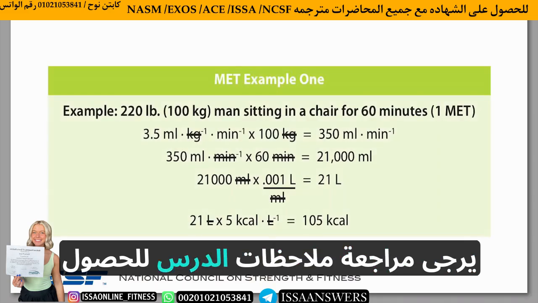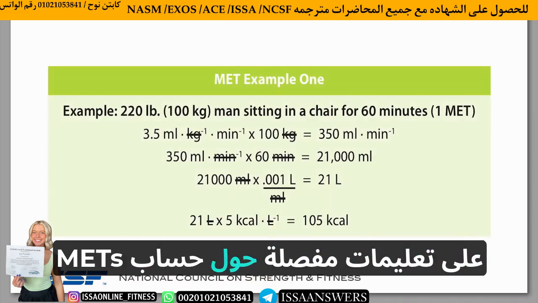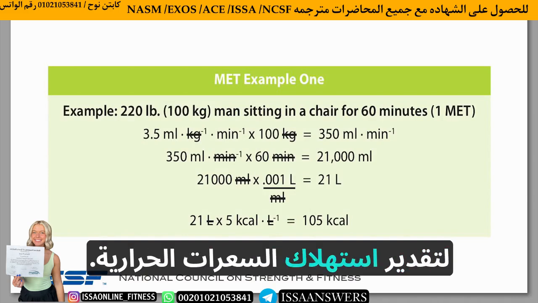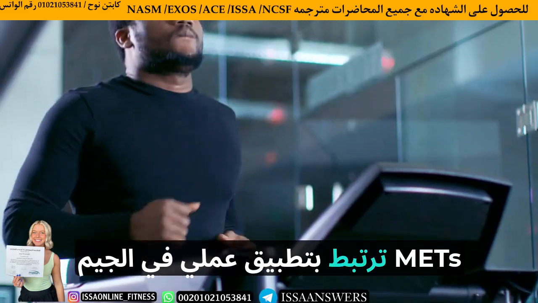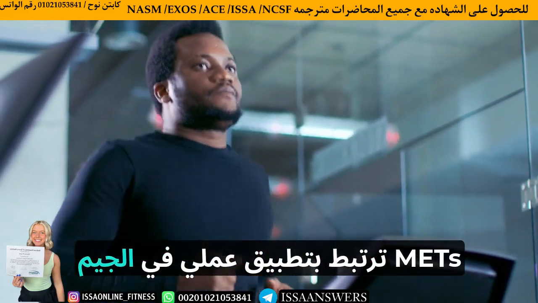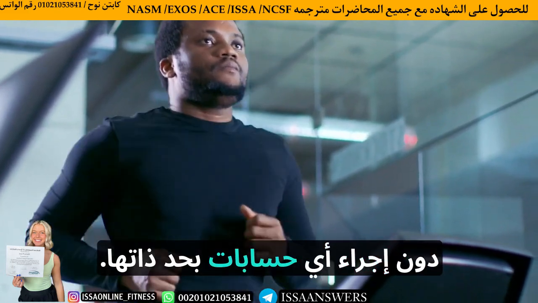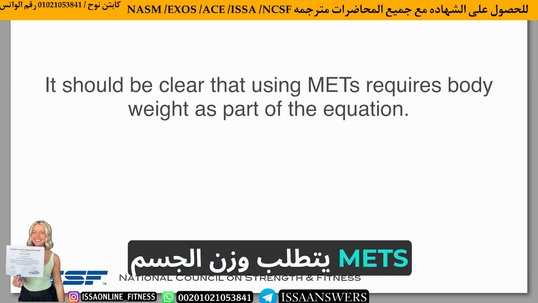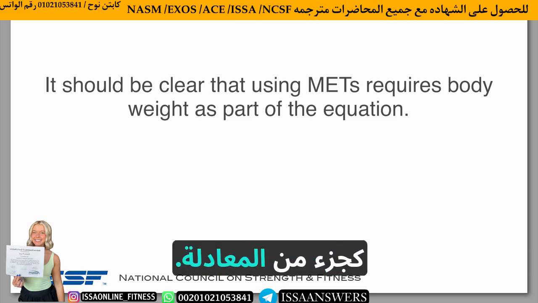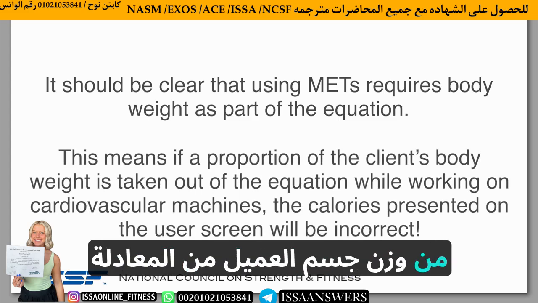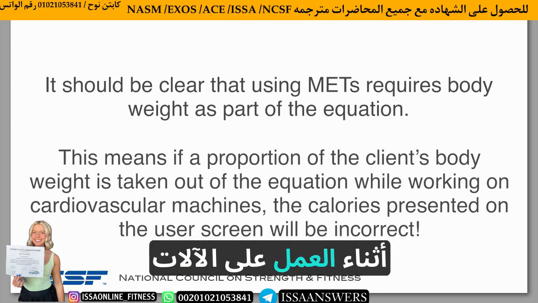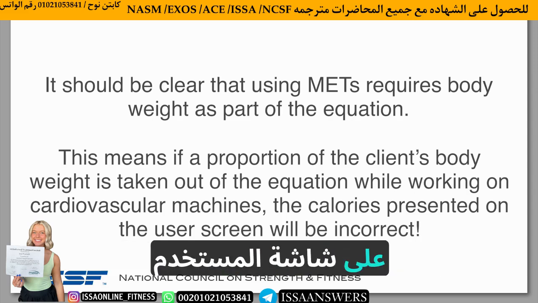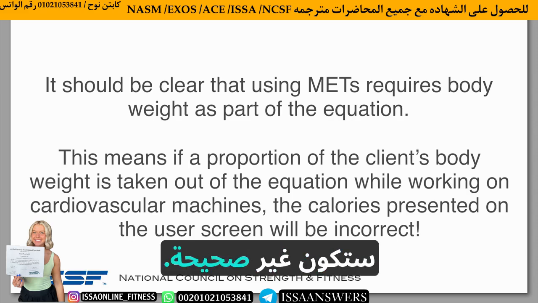Please see your lesson notes for detailed instructions on calculating METs during exercise and using these values to estimate caloric expenditure. METs do tie in with a practical application in the gym without performing any calculation per se. It should be clear that using METs requires body weight as part of the equation. This means if a proportion of the client's body weight is taken out of the equation while working on cardiovascular machines, the calories presented on the user screen will be incorrect.